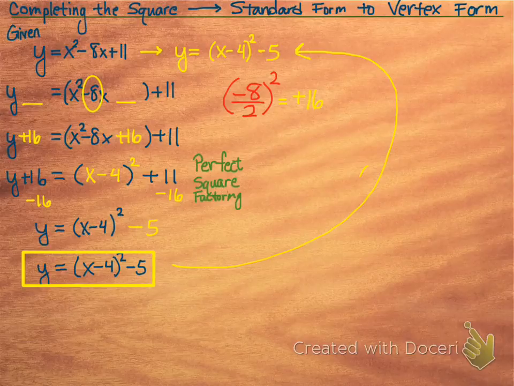This little method right here is called the completing the square method, and we use it in order to move our standard form into vertex form. Okay, let's practice. You've seen how it's done, and now you practice.